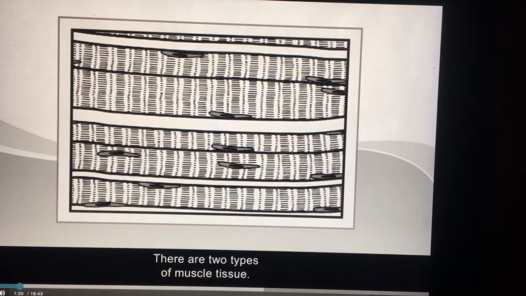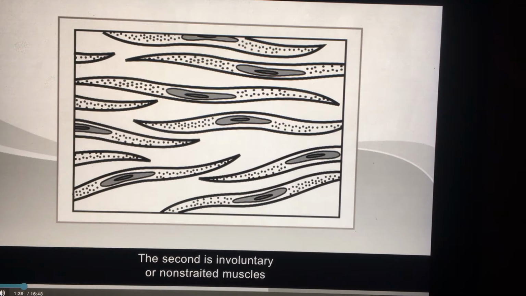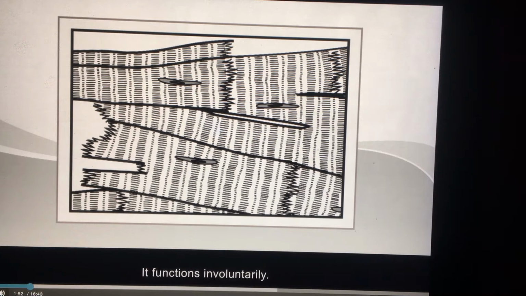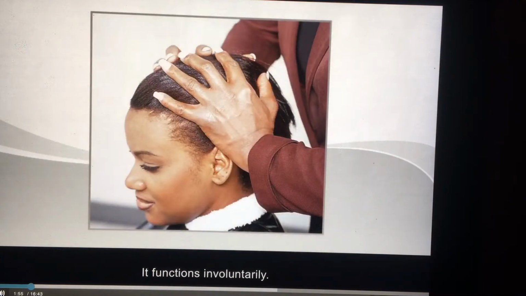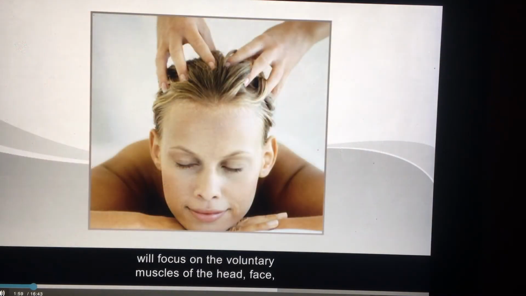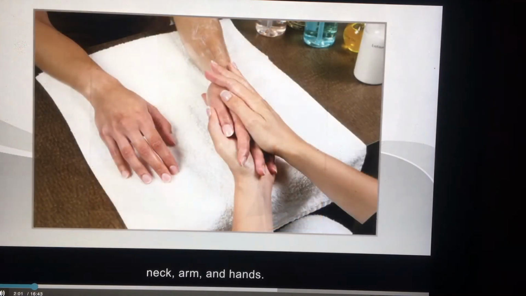There are 2 types of muscle tissue. The first is voluntary or striated muscles, which respond to commands regulated by will. The second is involuntary or non-striated muscles, which respond automatically to control various body functions. The cardiac or heart muscle is unique and the only muscle of its type in the human body. It functions involuntarily. As a cosmetologist, your interest for massage techniques will focus on the voluntary muscles of the head, face, neck, arm, and hand.